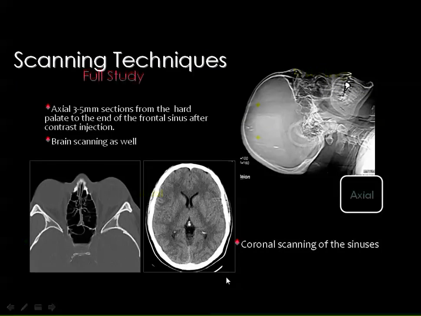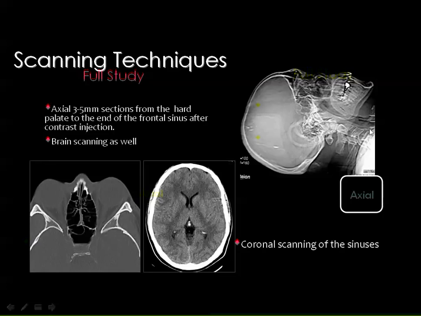Then the second study is known as the full study, and this means that we have axial sections and coronal sections, as well as sections for the brain, and in most of the cases we need to inject the contrast media. This full study is usually directed for evaluation of paranasal sinus inflammatory and neoplastic pathology.